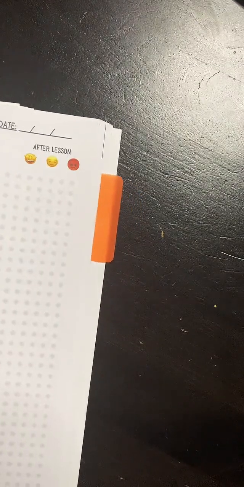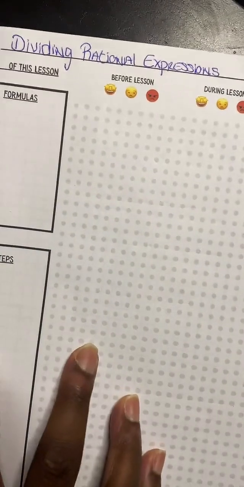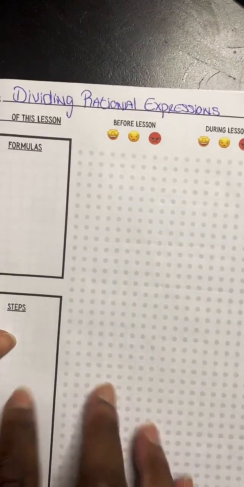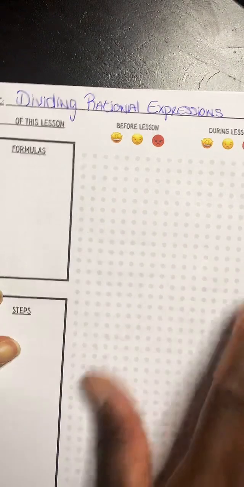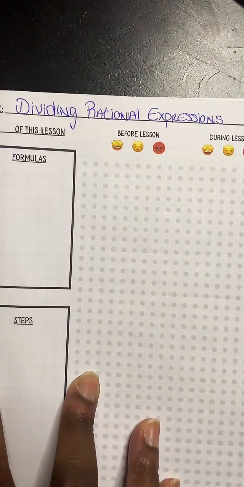Okay, so that was our review of multiplying rational expressions. Okay? How we're doing. We are going to be doing more, but we're going to do something with a little twist, dividing rational expressions.